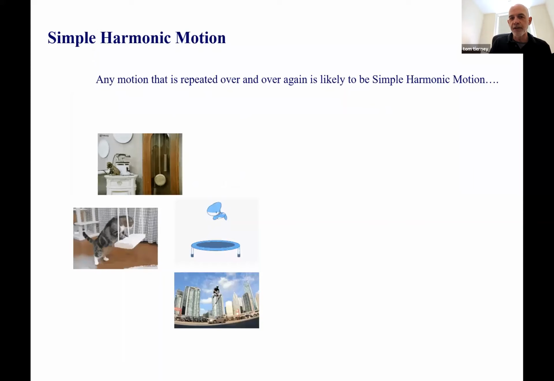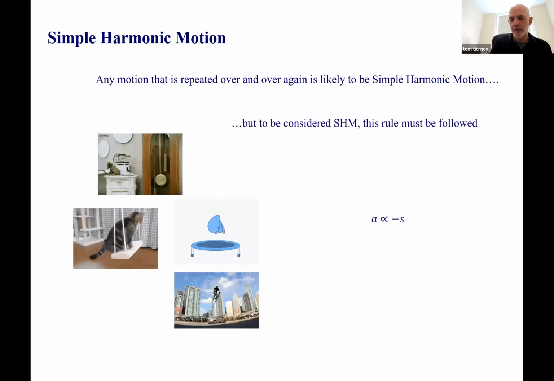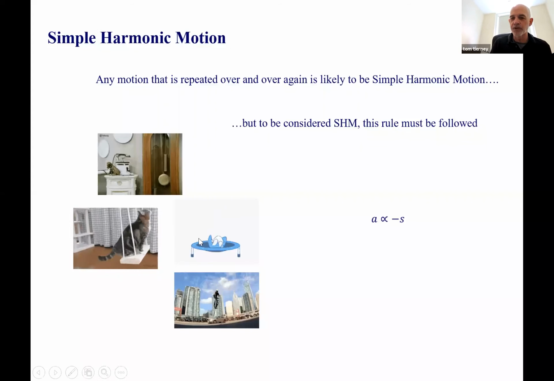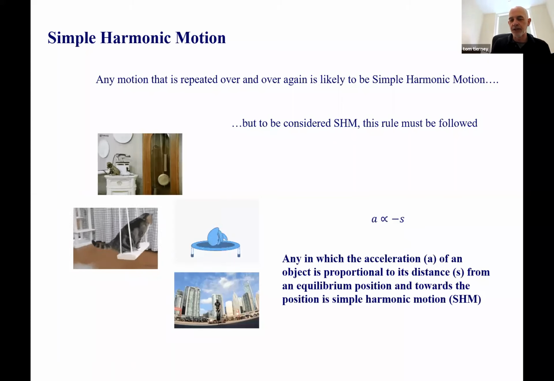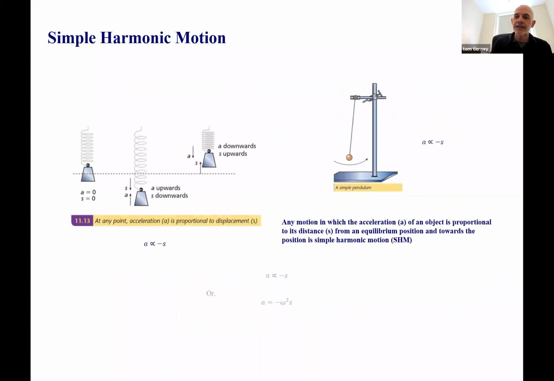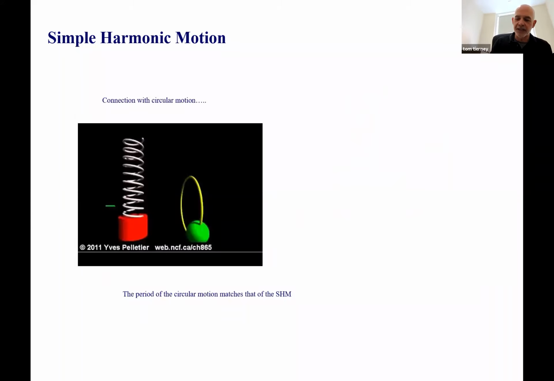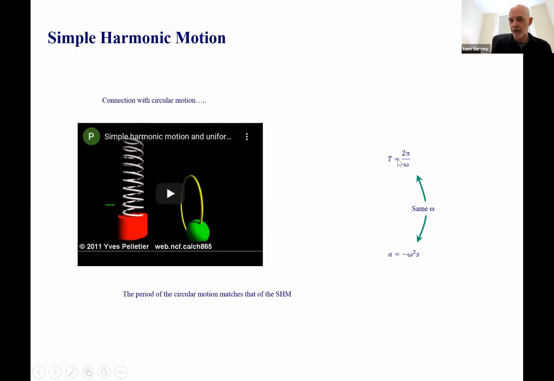So any motion that is repeated over and over again is likely to be simple harmonic motion. But to be simple harmonic motion, it must follow this formula: acceleration proportional to displacement from its equilibrium position. And that ties in with circular motion. There is a connection, I don't have time to go through it here, but the omega is used for the period of either, 2 pi over omega, and the acceleration is omega squared s. So that's the same omega, even though for simple harmonic motion, it's essentially just a mathematical link between acceleration and displacement.